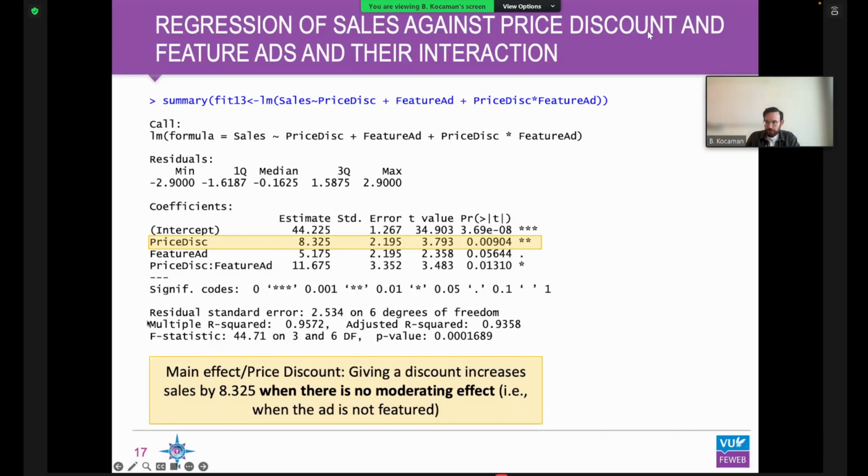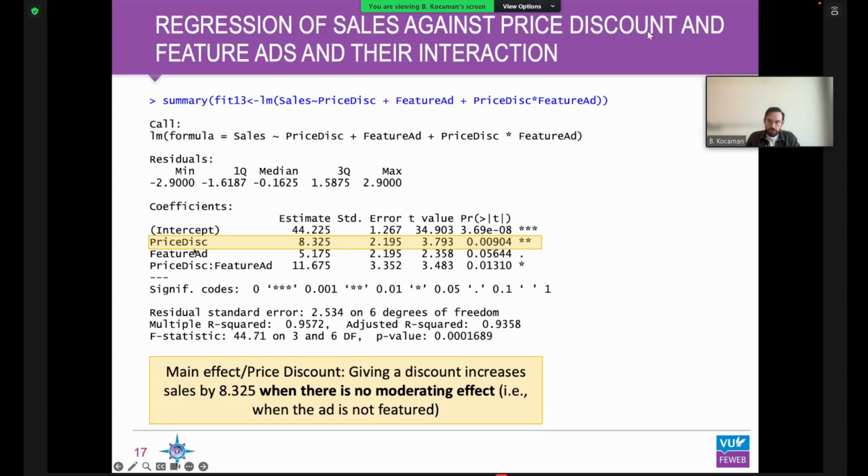So let's now look at the main effects. Okay. When we look at this price discount, we see this 8,000. Okay. And this is positive. This means giving a discount actually increases sales by 8,000 when there is no moderating effect. Because if you actually have feature ads, you basically, in a way, activate this moderation effect, right? So you need to actually add on this 11,000 on 8,000 to understand the effect of price discount.